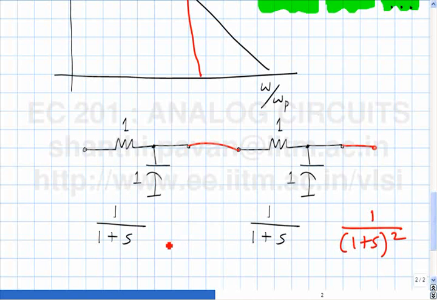Hey, but I thought we all decided that you can only multiply transfer functions when the transfer functions are not altered because of loading. So 1 over 1 plus s the whole square is certainly not correct. You have to go and do the math, write Kirchhoff's equations, and okay.